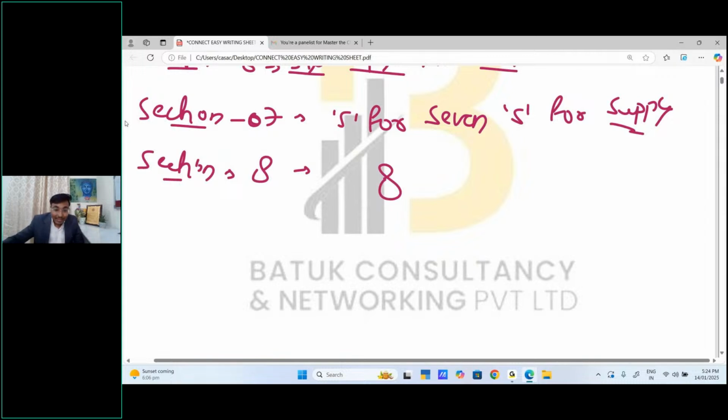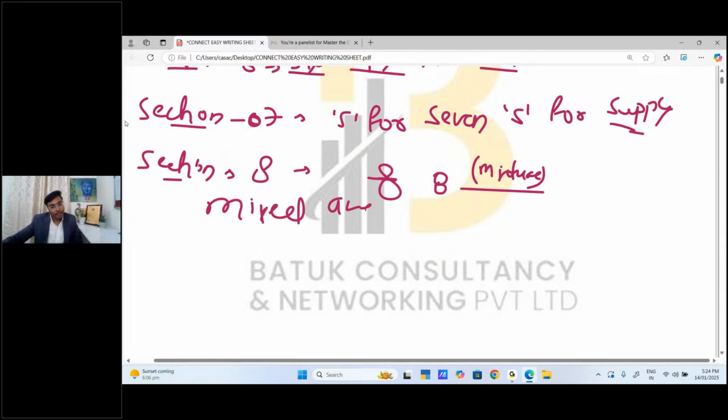This number 8 is a mixture of double zero, one zero and a second zero. Just link this word mixture with mixed and composite supply. So this section is related to mixed and composite supply. Section number 8. Number 8 is a mixture of double zero, so this section is related to mixed and composite supply.